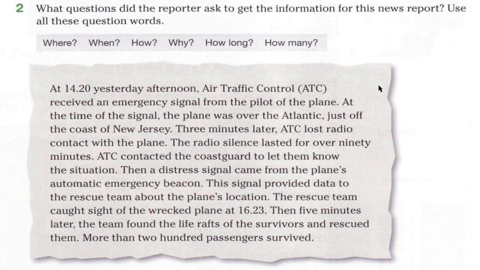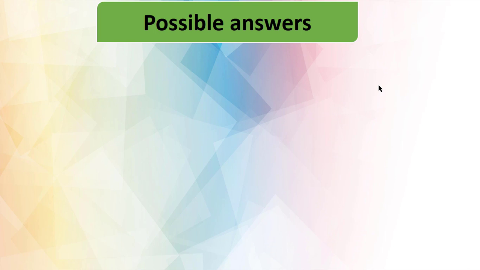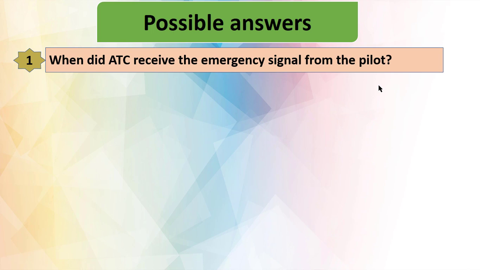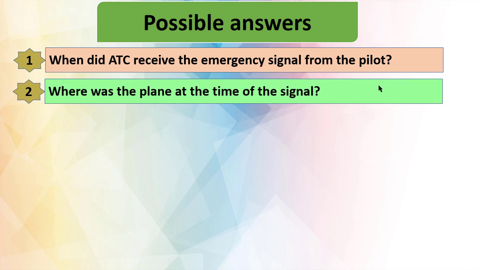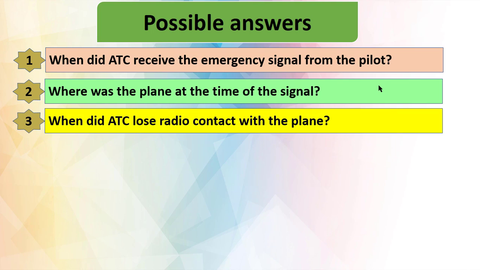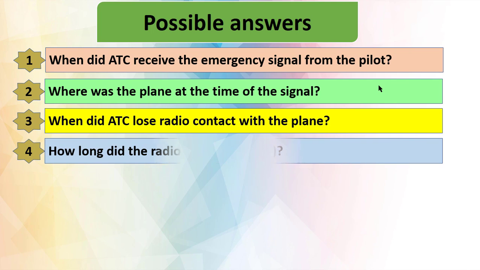Welcome back, my dear students. Now let's have a look at some possible answers. Number 1, when did ATC receive the emergency signal from the pilot? Number 2, where was the plane at the time of the signal? Number 3, when did ATC lose radio contact with the plane? Number 4, how long did the radio silence last for?